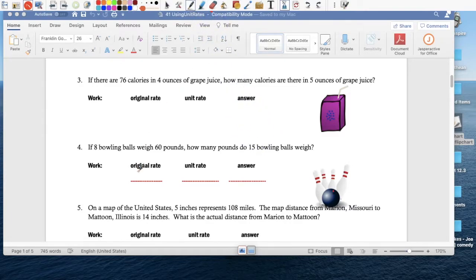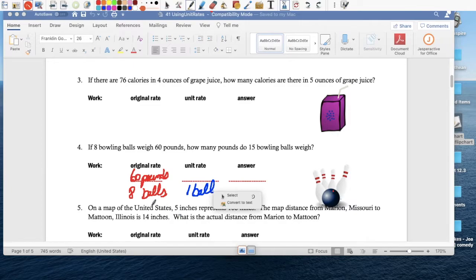So let's do that. Let's write the original rate as a fraction, right? So the original rate is 60 pounds is 8 bowling balls. I'm going to write 8 balls. 8 pelotas pesan 60 pounds. Now let's find out cuánto pesa uno. So one ball, una pelota.